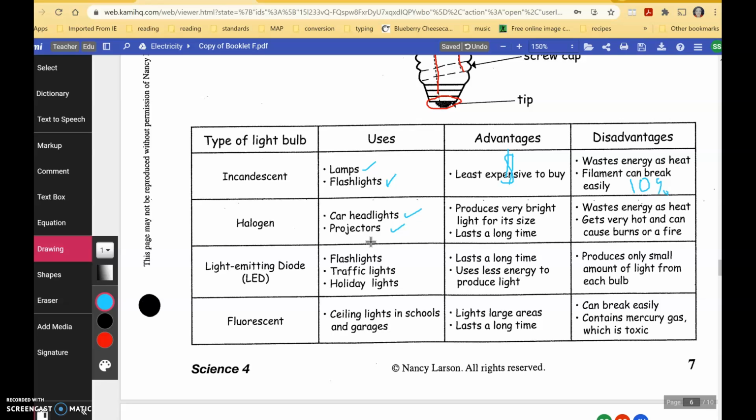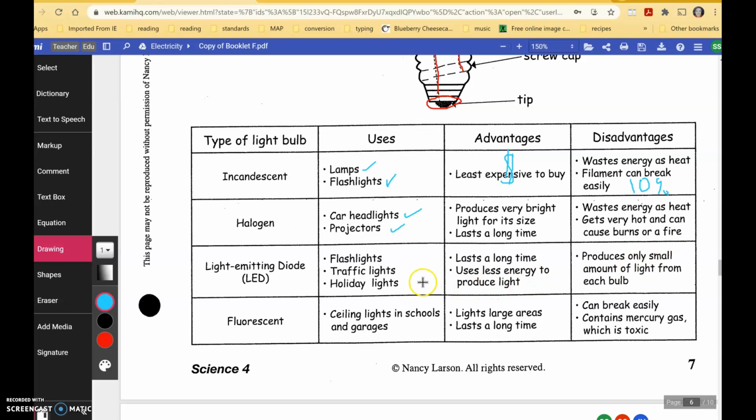According to the chart, what are the advantages of a halogen light bulb? Well, they produce a very bright light for its size, and it lasts a long time. But the disadvantages are that it wastes energy as heat, gets very hot, and can cause burns or a fire. It is important to never touch the halogen bulbs because the oils from your hands can cause the bulb to explode when the bulb becomes hot.